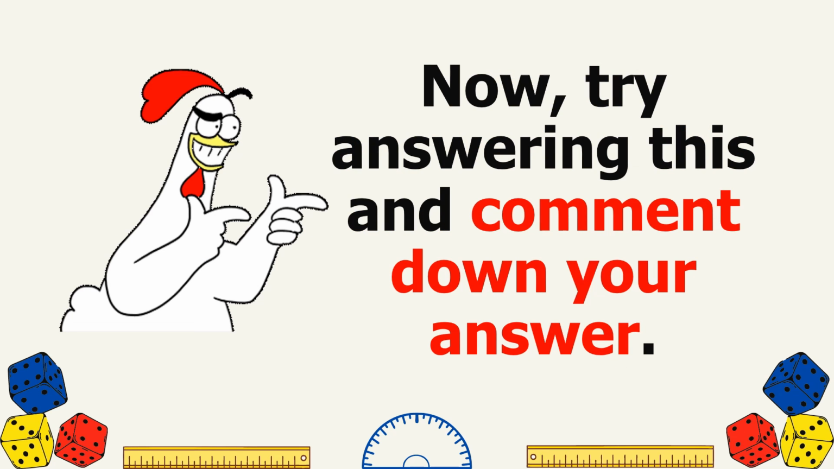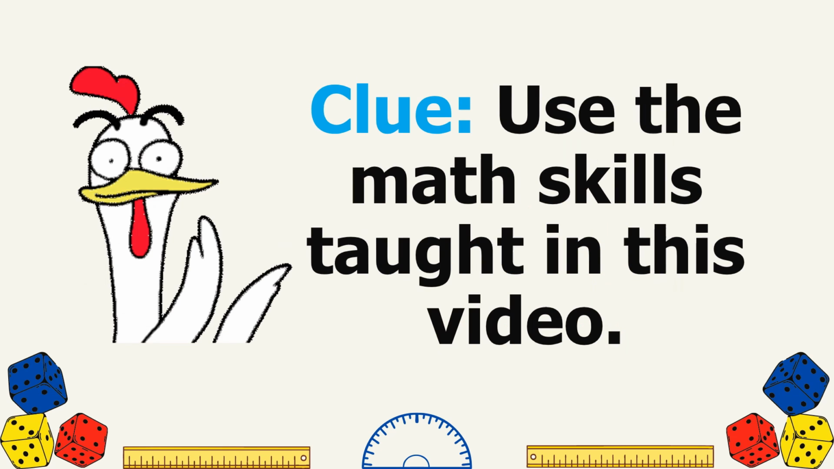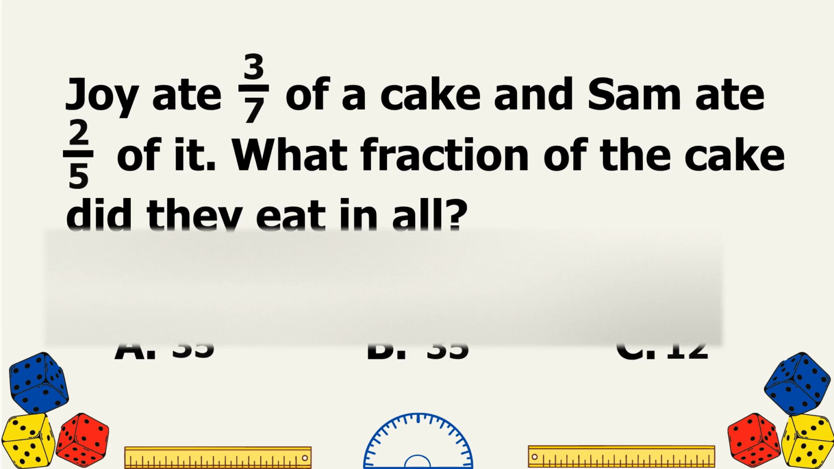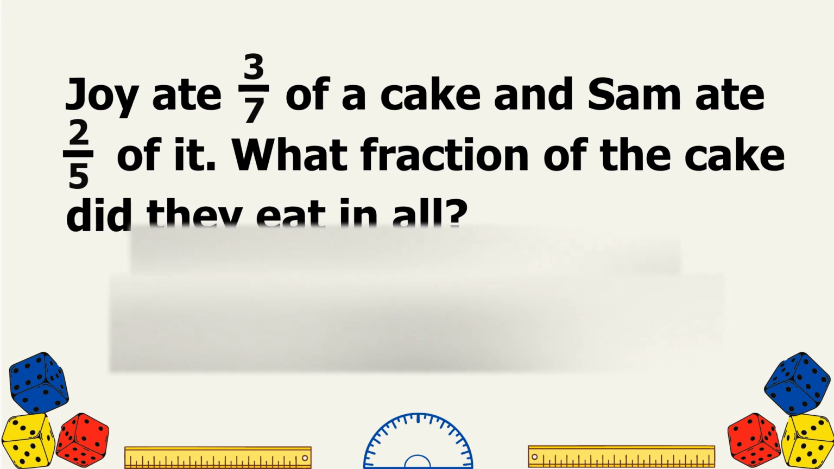And now, try answering this and comment down your answer. Clue: use the math skills taught in this video. Joy ate 3/7 of a cake and Sam ate 2/5 of it. What fraction of the cake did they eat in all? A. 4 over 35. B. 24 over 35. C. 5 over 12.